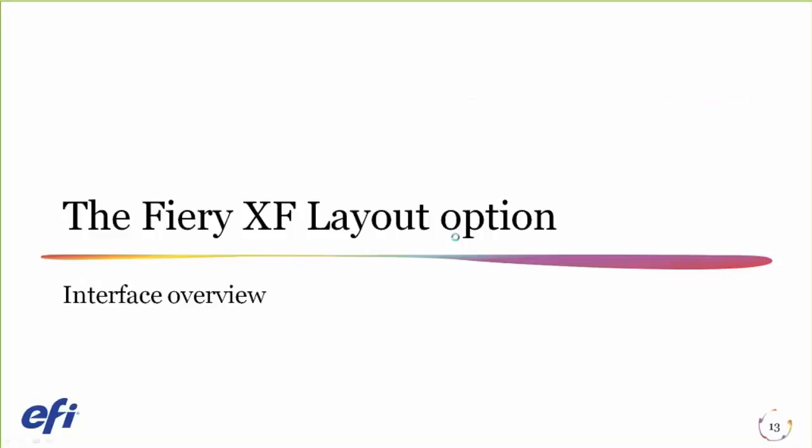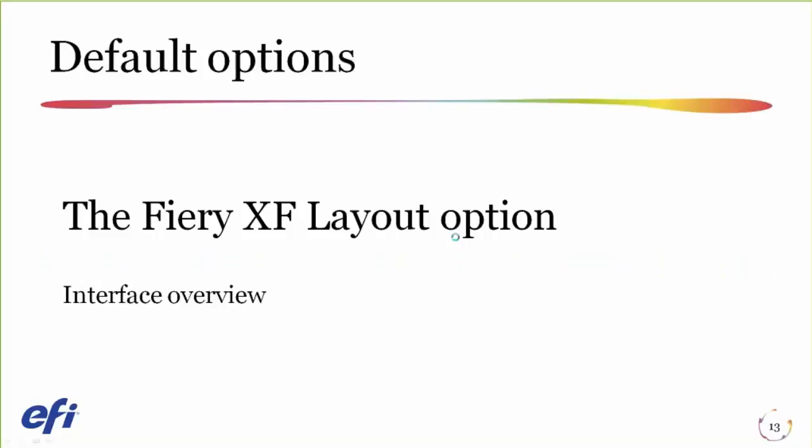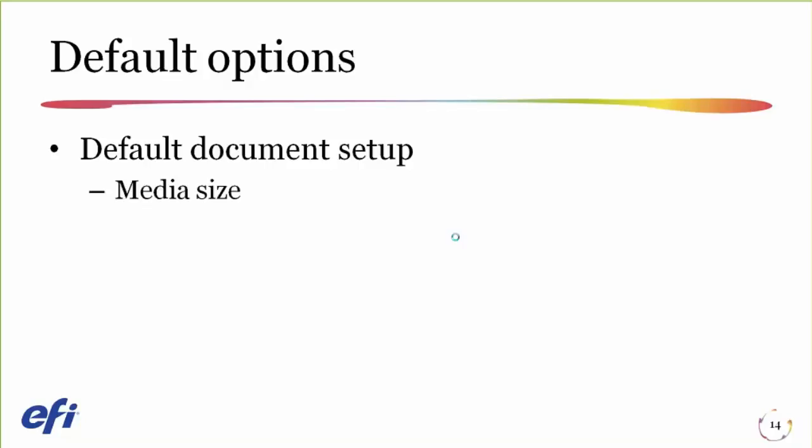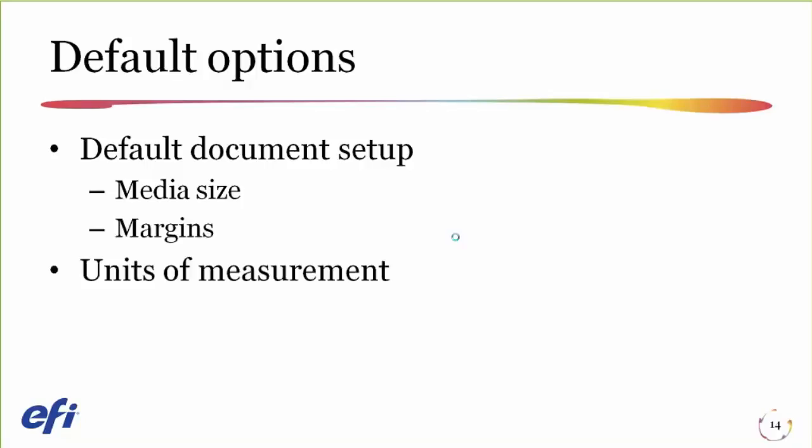Well, let's start with the interface overview of the layout option itself. There are some default options that need to be set, or I should say can be set. They are options within the layout option itself. You can set up a default document setup, or the layout option, I should say, could accept the default size from the job itself when it's being tossed over to the layout option. You can define a media size, and you can define margins. You can set the units of measurement.